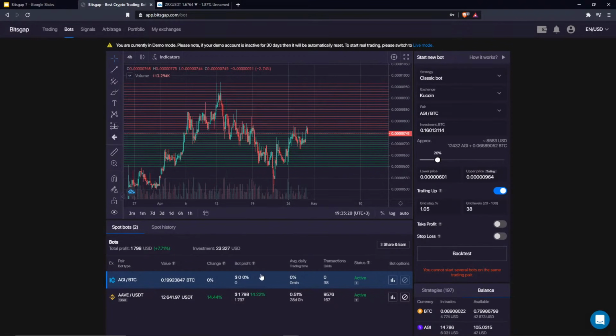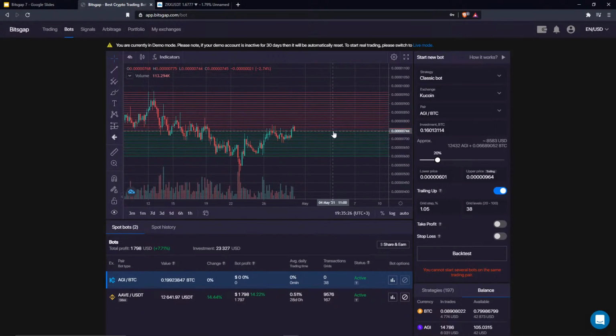So far so good. You see, we are now in the market, coin exchange, AGI trading to Bitcoin. So here we are. But what about the take profit and the stop loss? I did not switch them on at the time we configured the bot. No worries, you can do this later.